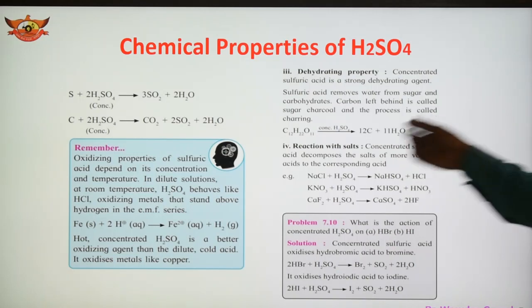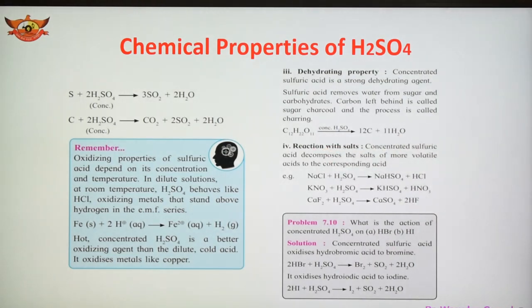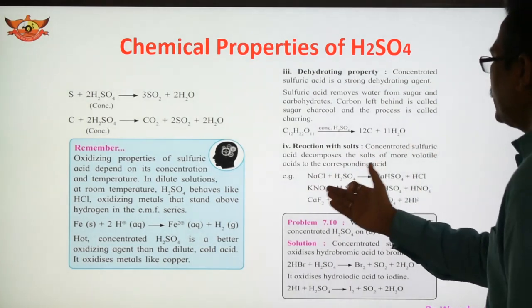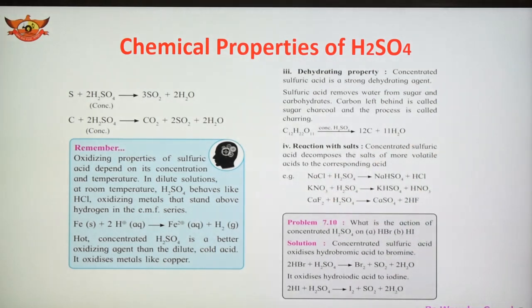The fourth reaction is the reaction with salts. A number of salts are there: potassium, sodium chloride, potassium nitrate, calcium fluoride.